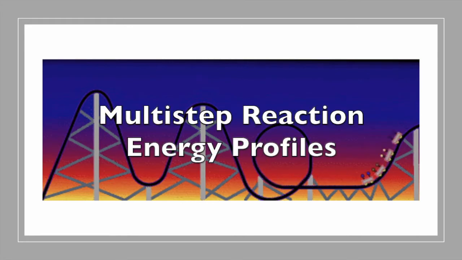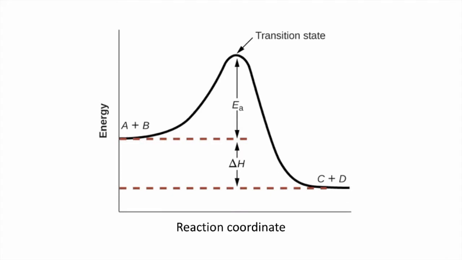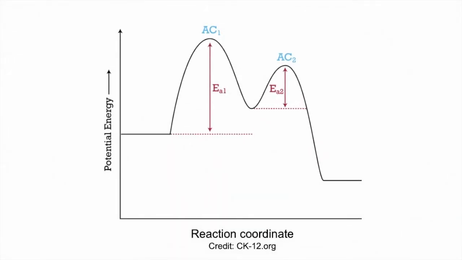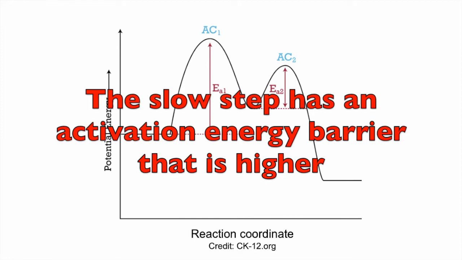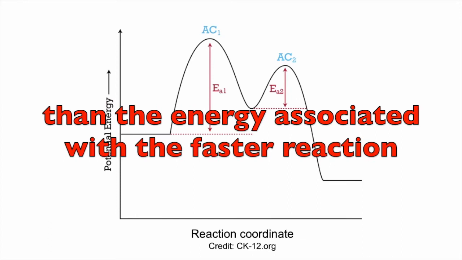In this video, we will be talking about multi-step reaction energy profiles. As we've said previously, most reactions have multiple steps, and the rate of the reaction is determined by the slowest step. In a single-step reaction, you see a simple energy diagram like this one. But in a multi-step reaction, each elementary step has its own activated complex and its own activation energy barrier.